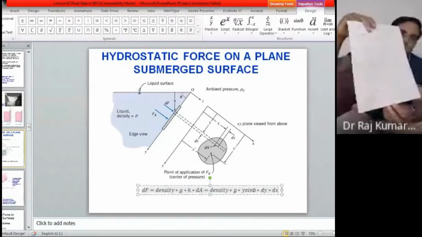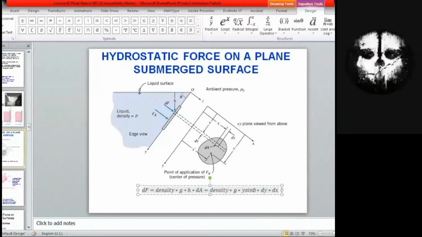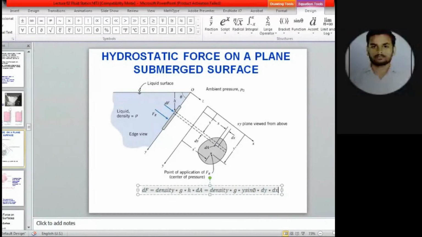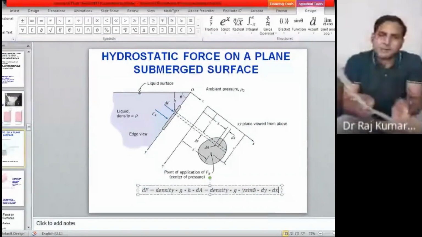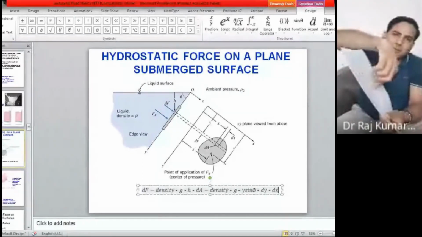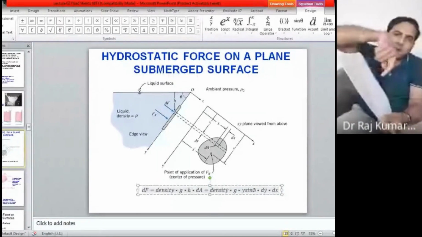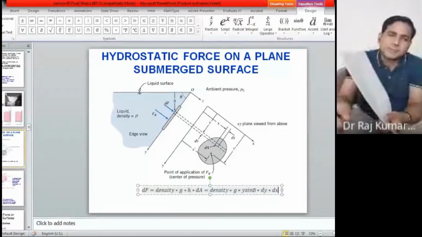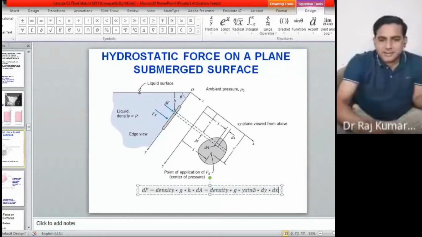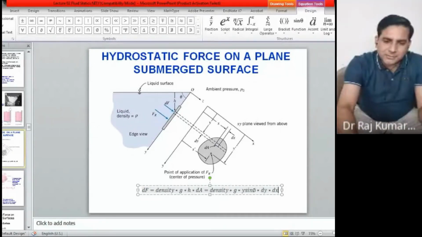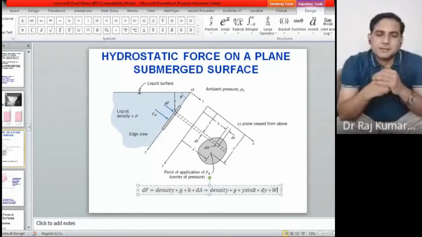Is the width changing from top to bottom? No, sir. So width means dx is constant. Either you are here or here or here, the width of the gate or wall is constant in this particular case. So your dx would be the width of the gate only. So you can change dx further: in place of dx you can write the width of the gate. Yes or no?